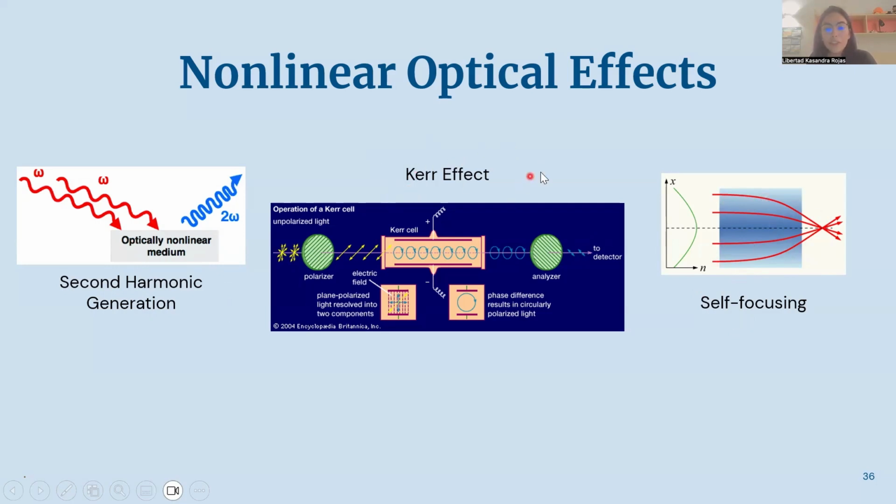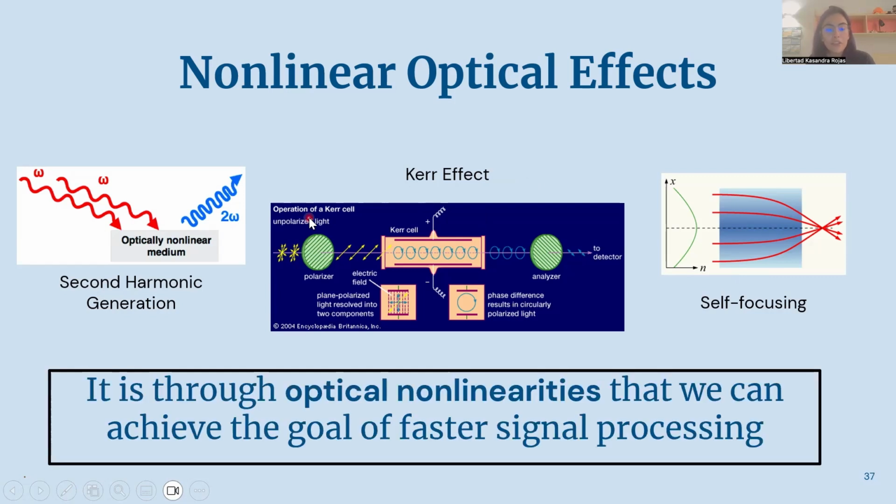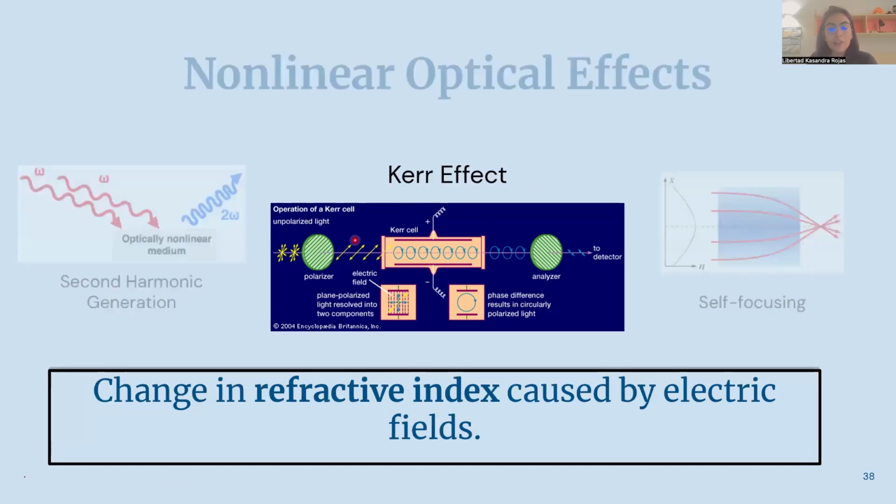Now, we're specifically going to focus on the Kerr effect, but before doing that, I just want to remind you guys that it is through optical nonlinearities that we can achieve the goal of faster or ultra-fast signal processing, right? So at the end of the day, we want to harness this effect in order to get really fast processing platforms, okay? So as I mentioned, we're going to focus on the Kerr effect, and I'm sure some of you remember it from the title of the paper we're going to be covering. And pretty much it can be summed up as being the change in refractive index caused by an electric field.